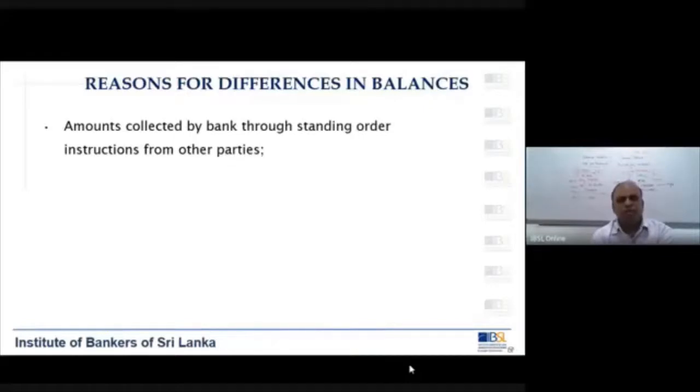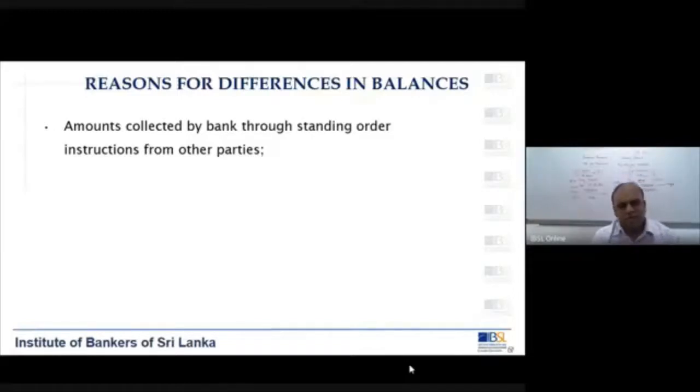Amounts collected by the bank through standing order instructions from other parties. Very straightforward. Sometimes what happens, we give to the bank certain instructions and we call these standing orders. Suppose you want to pay your insurance premium, that is for your vehicle. You are supposed to pay your insurance premium every year. So let's say sometimes you might forget this payment of insurance premium. What happens? You can ask the bank on your behalf to make a payment every year on such a date. You can specify a particular date, and on that date, you can tell the bank to pay this insurance premium.